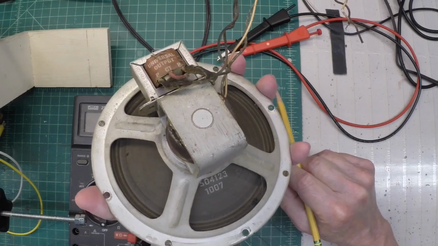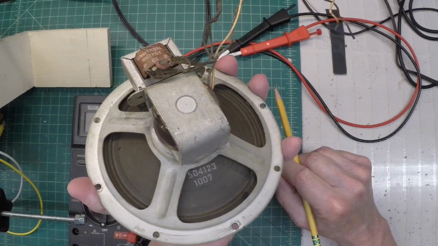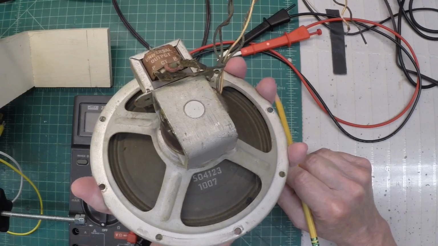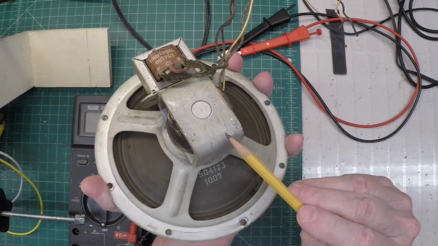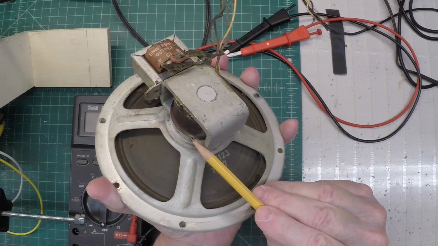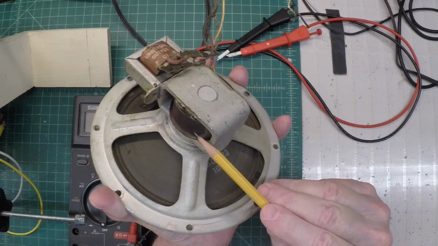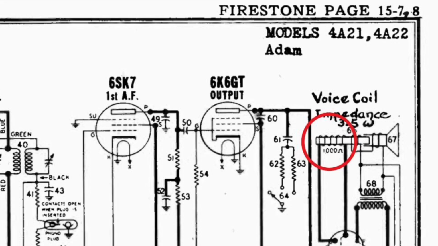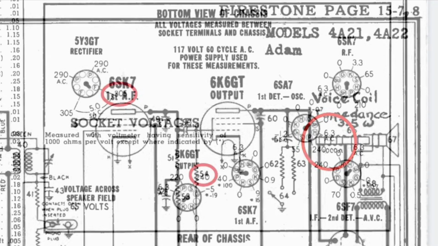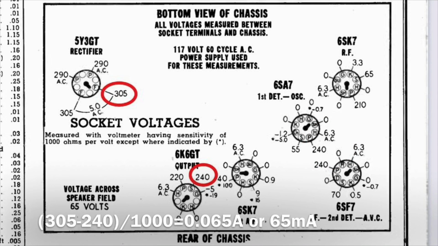Let's reference the schematic first on the Firestone model 4A21, 4A22, and just look at the voltage drop across the field coil to better understand what the capacity of this particular field coil was. Locating the schematic that has the field coil DC resistance comes in handy. We can take those numbers now, along with the voltages that are called out, use Ohm's law and calculate the current flow through the field coil. So let's do the math real quick.